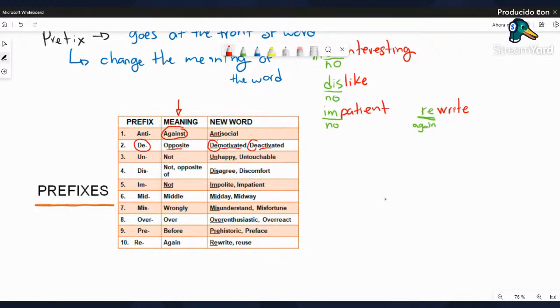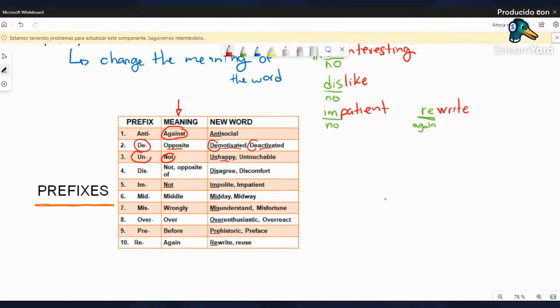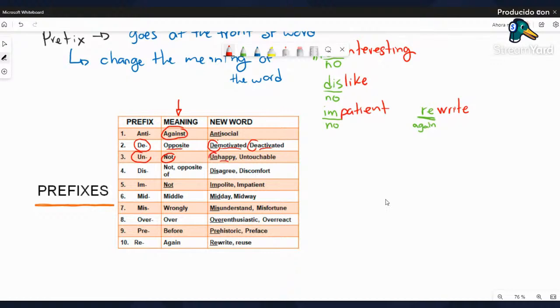Yes, you are deactivating. When you say "un," just as we already saw in uninterested, yes, this means not interested. Yes, if I say happy, but if I add "un," I'm saying that the person is not happy, it's unhappy. Untouchable, that you cannot touch it. For example, paintings in the museums are untouchable, so they cannot be touched.